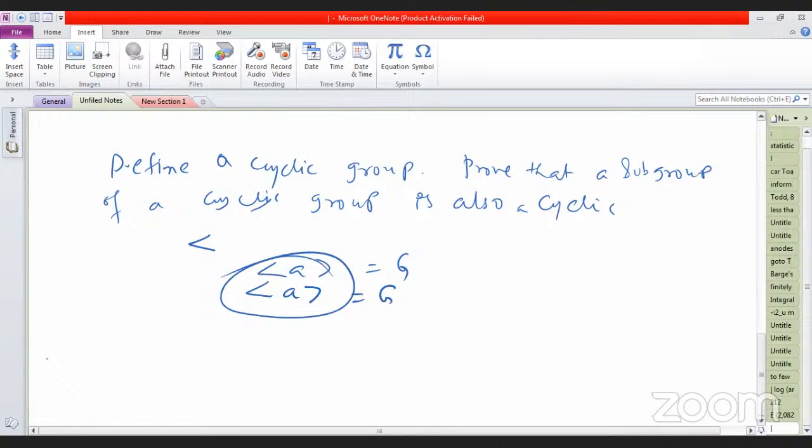It is generated, sir. That's why I'm asking. It is generated by A. It is equal to G. So therefore, G is a generator of the group if and only if there exists A belonging to G such that G equals A power K. So we write G equals the generator of A, that means A power n, where n is an integer.